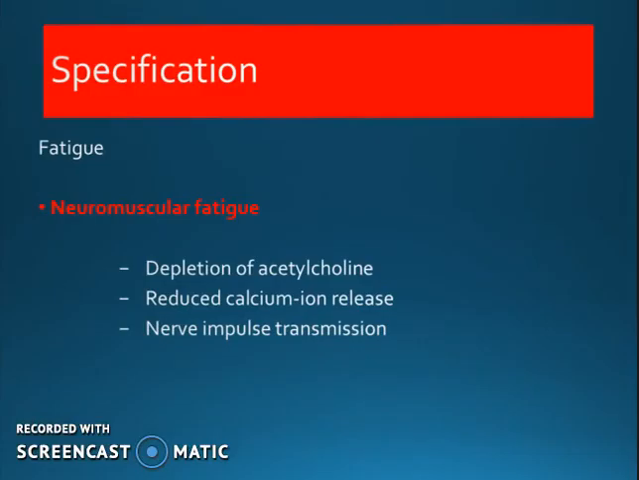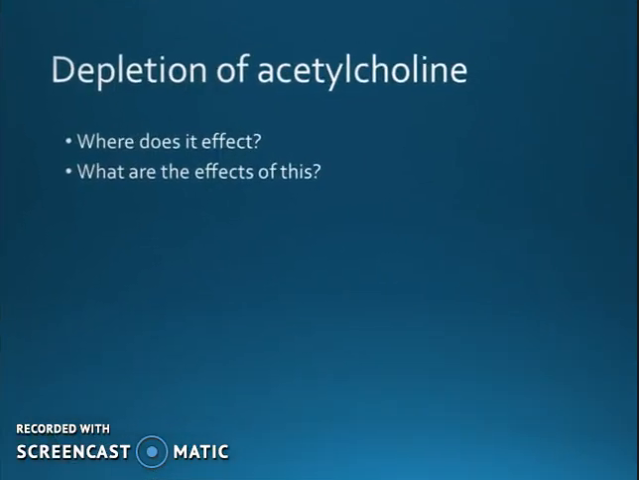So neuromuscular fatigue. This is also split into 3 sections: the depletion of acetylcholine, reduced calcium ion release, and nerve impulse transmission. So what effect does this have on the body? This occurs in the neuromuscular junction, as acetylcholine is the main factor that allows the nerve impulse. If not enough acetylcholine gets to the receptor sites, the nerve impulse won't be able to travel across the synapse to the muscle fibers. This won't allow the muscle contraction.